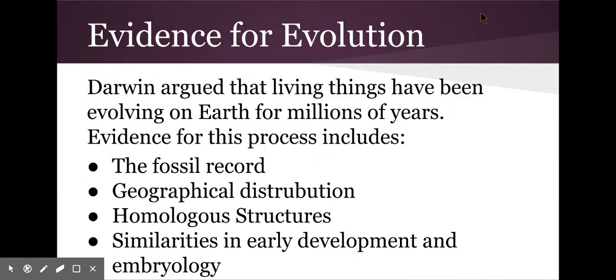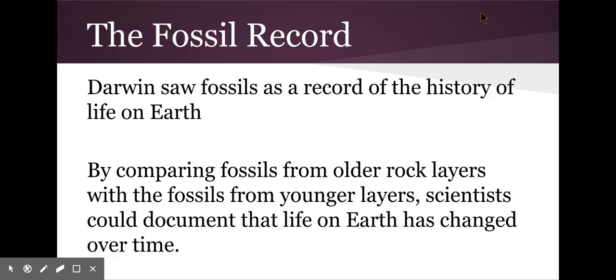So we want to begin here with Darwin and what he believed and where we actually find evidence for evolution. So he argued that living things have been evolving for millions of years. There's lots of evidence for the process. So when we look at this, we see the fossil record, where we actually have the different organisms. We see what are called homologous structures, and we see similarities in early development and embryology. So let's go through these and look at what this evidence is.